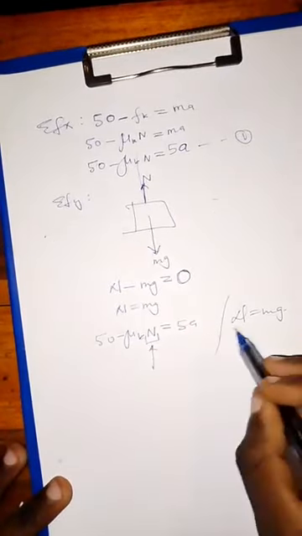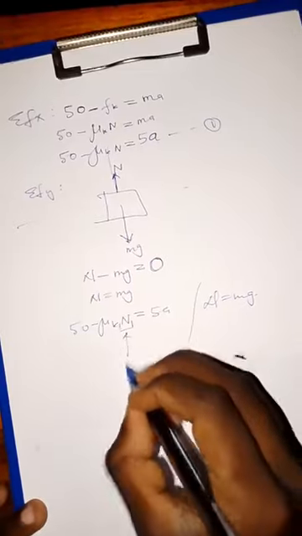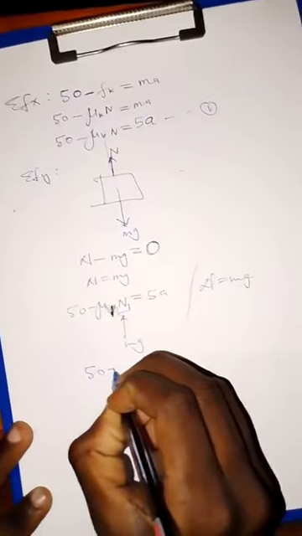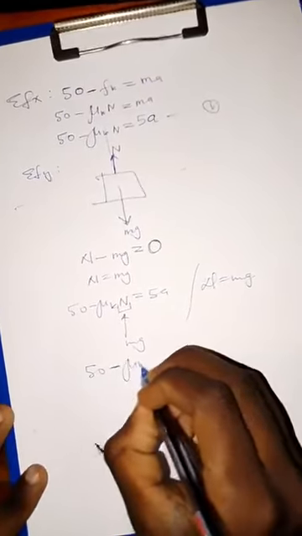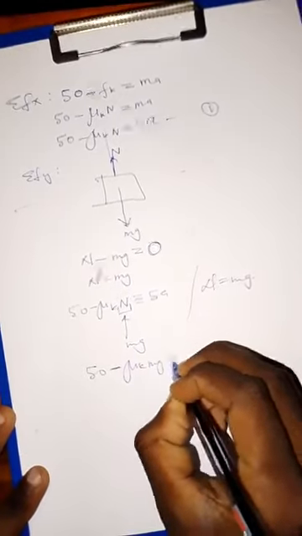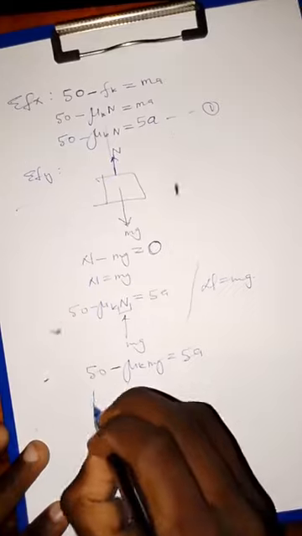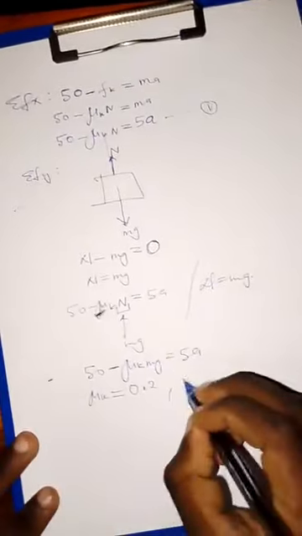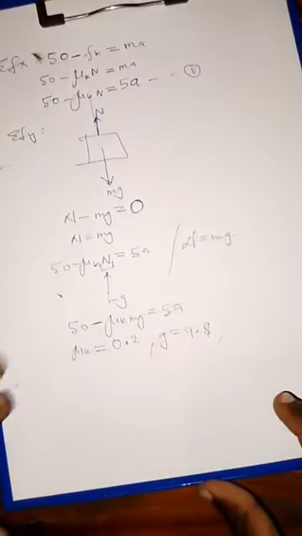Since we know the normal should be equal to mg, the n here in equation 1, we're going to replace it with mg. Alright? Okay, so 50 minus mu k mg should be equal to 5a. Now we know that our mu k is 0.2, and our acceleration due to gravity is 9.8. We know this by heart. By now, you know this by heart.